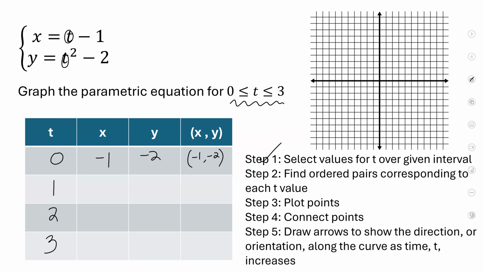All right, next, for the t value 1, plug in a 1. 1 minus 1, you get 0. Plug in a 1 here. 1 squared minus 2 is -1. So that's the ordered pair (0, -1). Go ahead and find the rest. And then once I find my ordered pairs, we're going to plot the points.